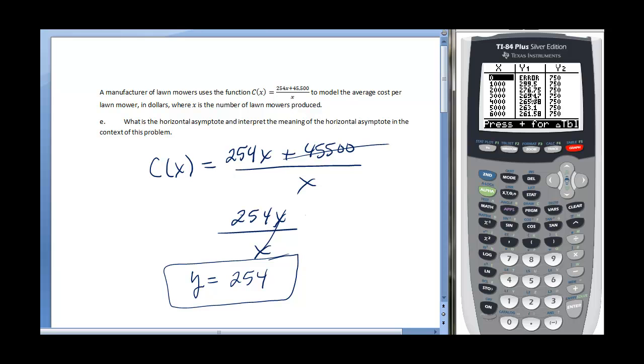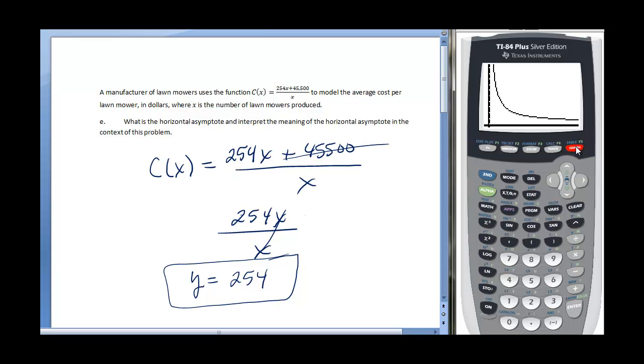And as I go up here, it looks like my output is becoming closer and closer to that 254. And if I keep going down here, I can see it's getting closer and closer to 254. So that confirms that as my graph is going out, and I'll get rid of this 750, we don't need that anymore, my graph is approaching 254.